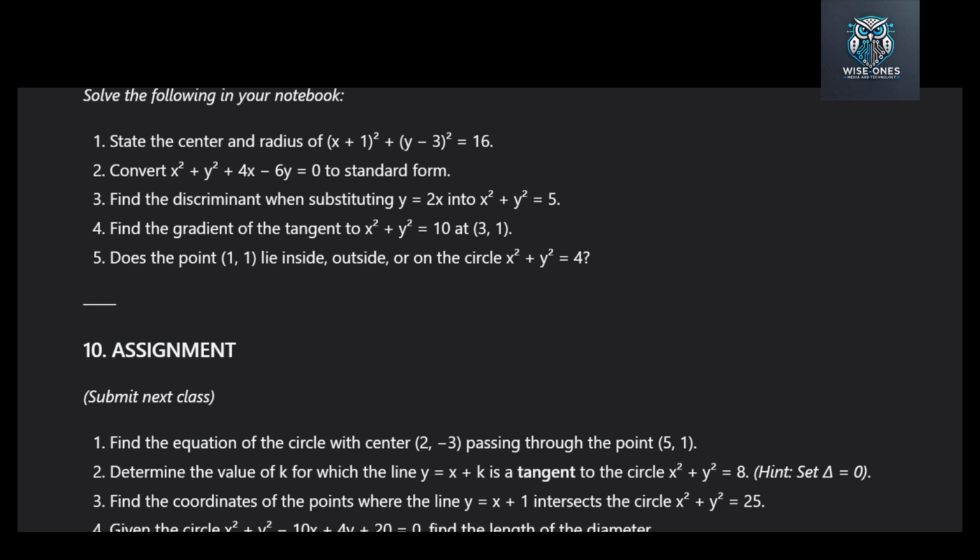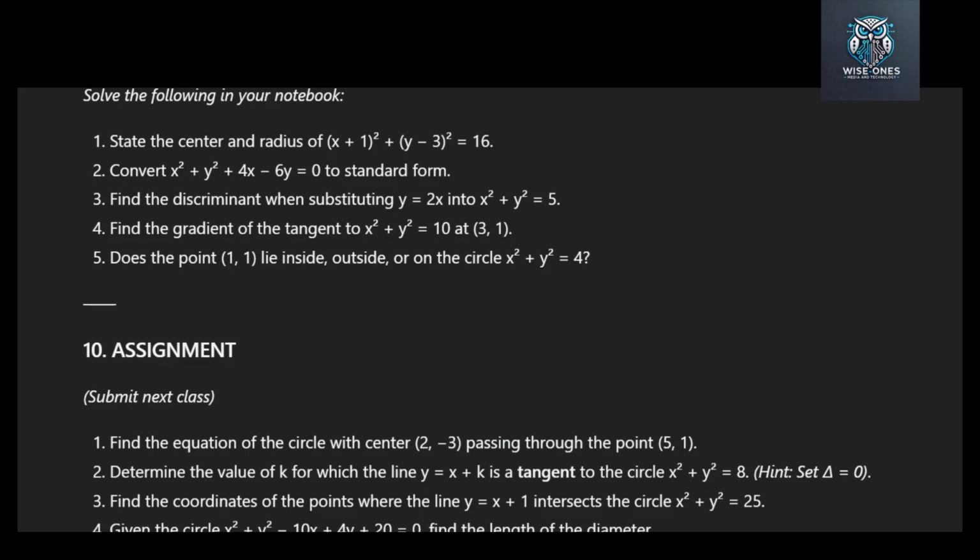Question 5 is a challenge. Find the equation of the circle passing through points (0, 0), (4, 0) and (0, 3). Let us do a summary of what we learned today.